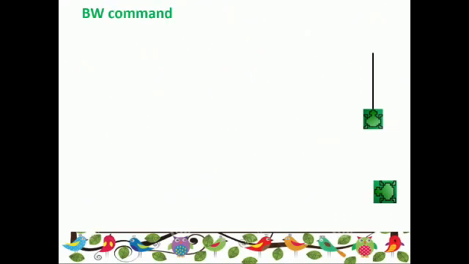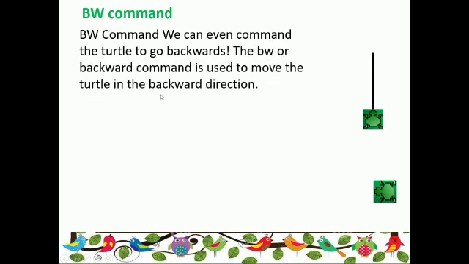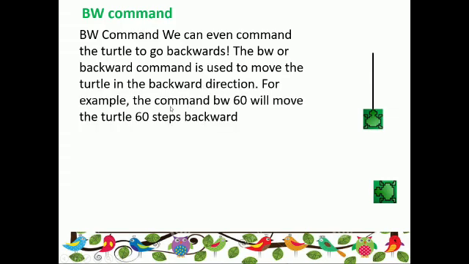Then BW command, backward command. If you look at this picture, the turtle is moving backward. With the BW command, we can move the turtle backward. The backward or BW command is used to move the turtle in the backward direction. And what is the example? If you want to move your turtle 60 steps backward, you will write BW 60. Then the turtle will move backward.